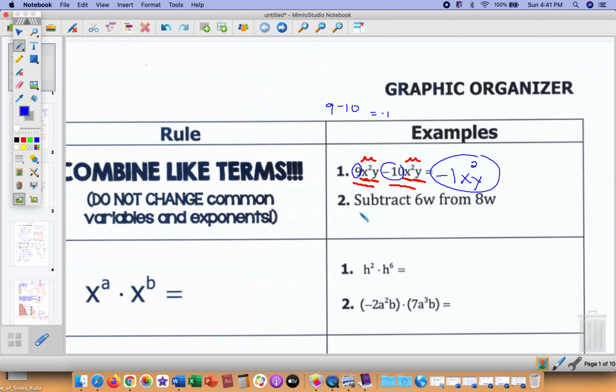Subtract 6w from 8w, so they're saying start with 8w and take away 6w. Those are like terms, so you would have 2w.